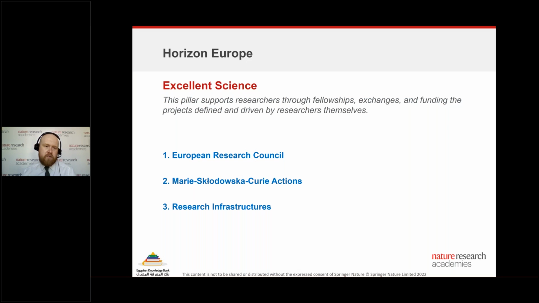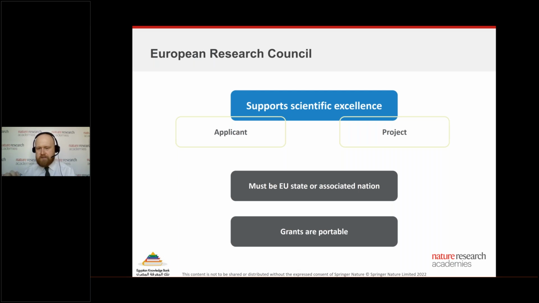So let's have a think about the first part of Pillar 1, which is excellent science. This, as we say, covers the European Research Council, Marie Skłodowska-Curie actions, and research infrastructures. So the first part being the European Research Council. Let's have a think about this. The main features of the European Research Council are scientific excellence. Scientific excellence really is the only evaluation criteria. So they judge excellence by both the applicant and the proposed project.